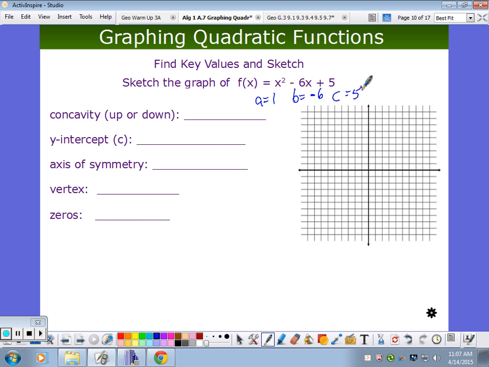Now let's see. Is this concave up or down? How do I know? A is a positive number, so I know it's a smile. You might want to even make that little picture just to remind yourself. That's going to be a smile then. What's the y-intercept? 5. And it says the y-intercept is always c. Why is the y-intercept always c? Because a y-intercept, what value is 0, x or y? X. If you plug 0 in for x, you get c.